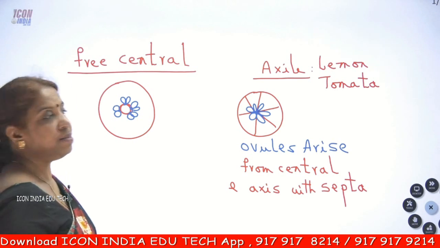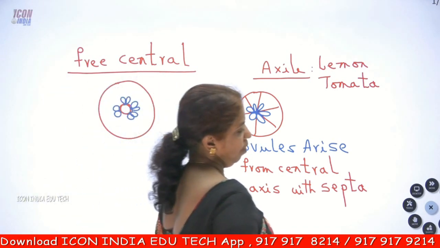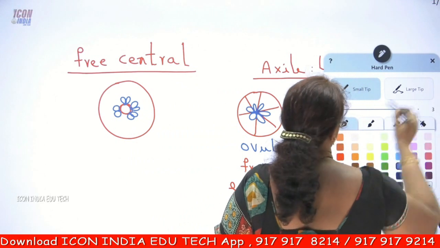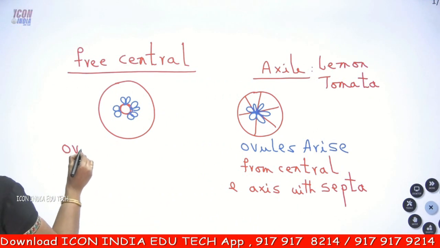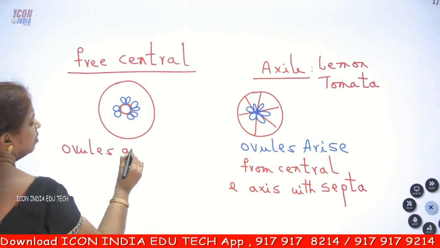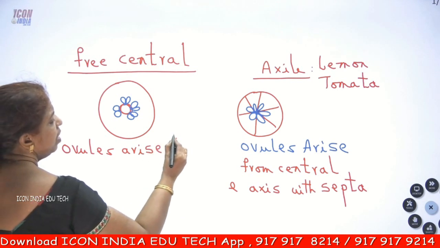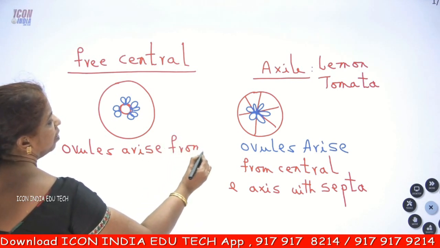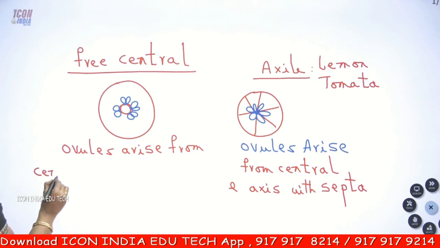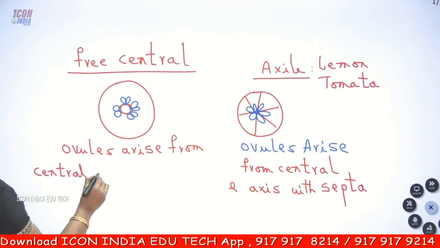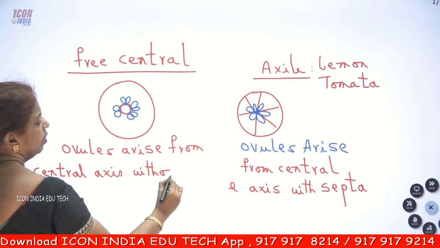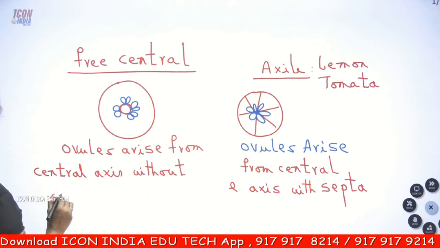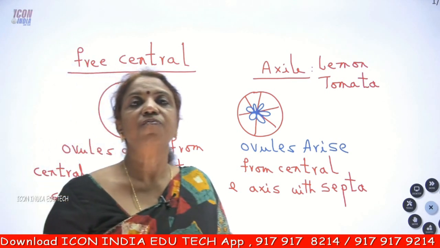So here we mention at least one point: the ovules arise from central axis without septa. So that is called precentral.